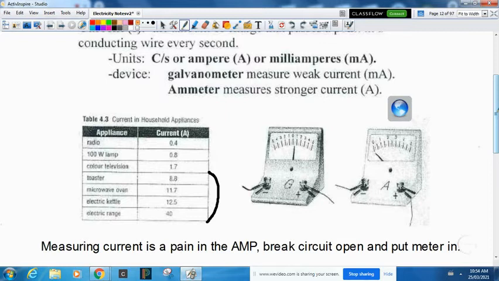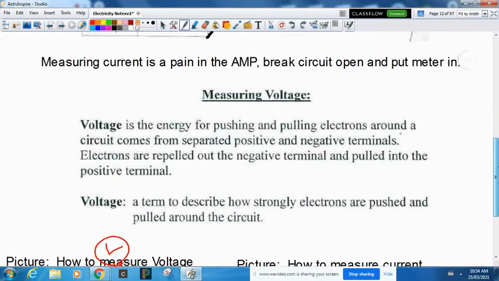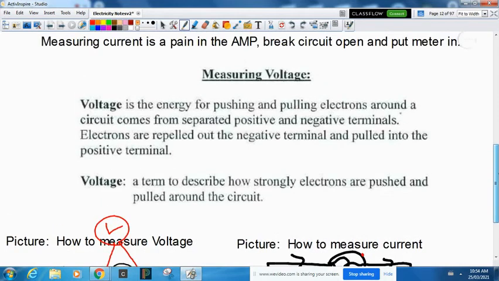Now, measuring current is definitely a pain in the amp, which means in order to measure current, you actually have to cut the wires open and then wire in your multimeter. Okay. Now, measuring voltage is a little bit easier.